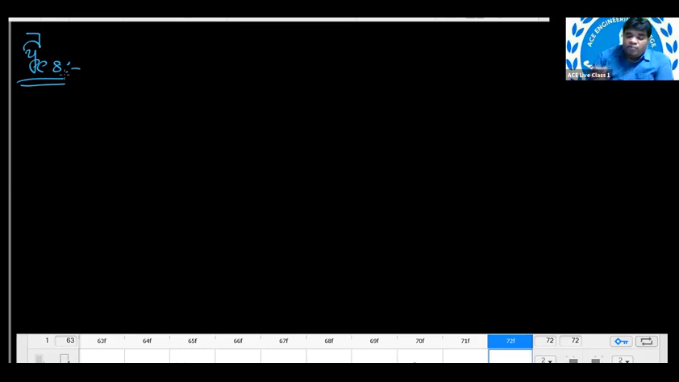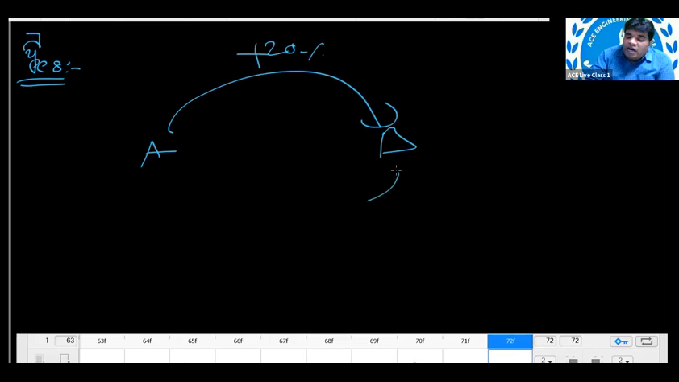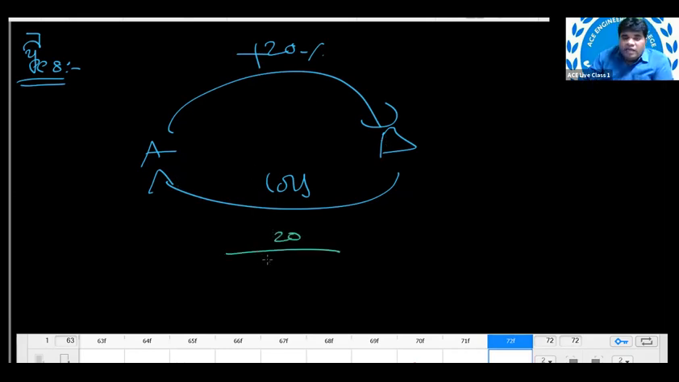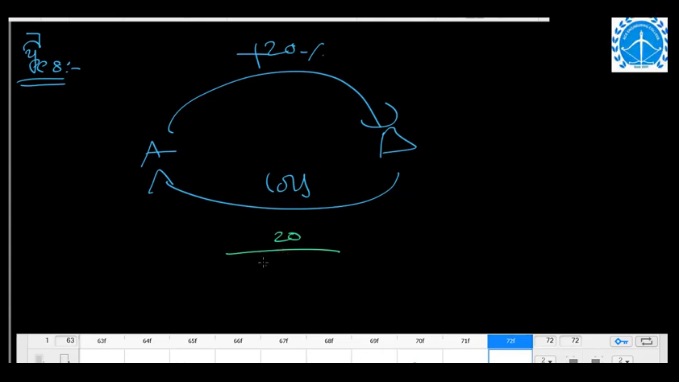Suppose A and B. A got 20% profit. So B got how much percentage loss? Yesterday we already did this. A got 20% profit on B, and B got how much percentage less or loss on A? 20 by which number? Girija, what is the number? 20 by 120. Yes, right answer.